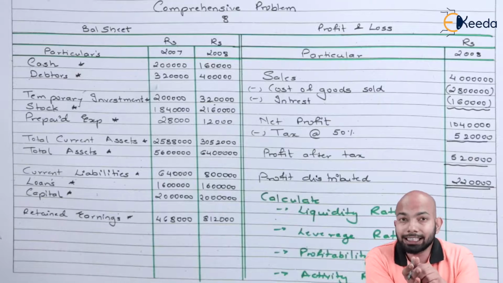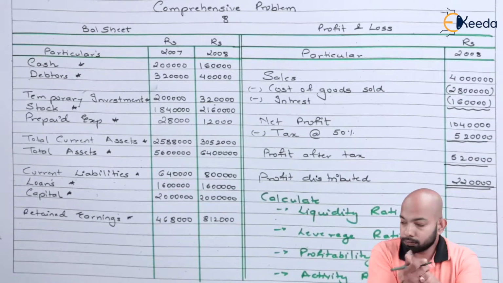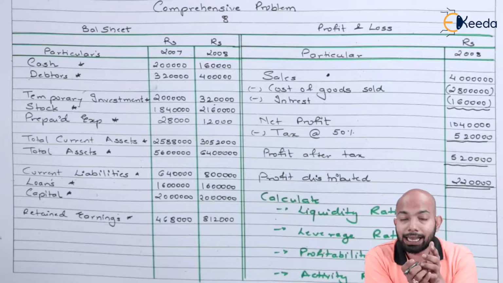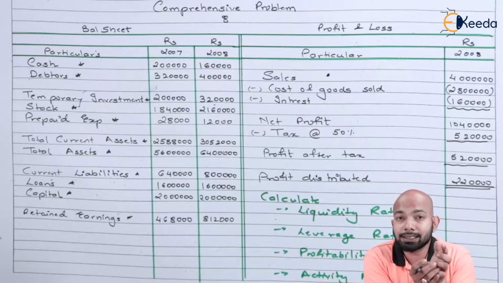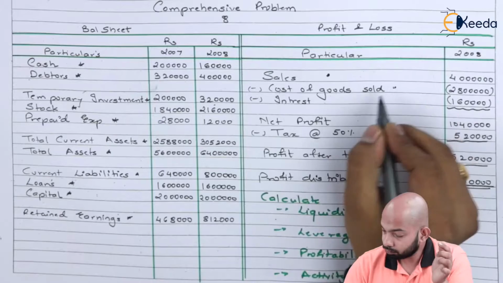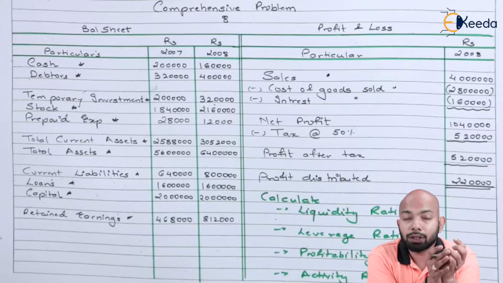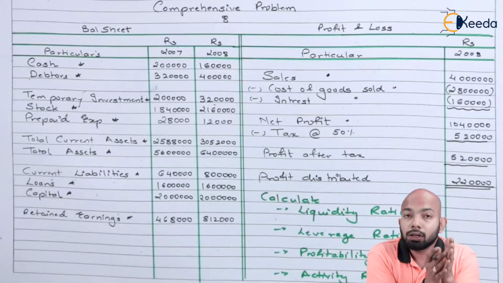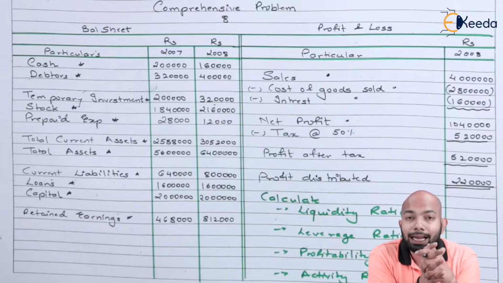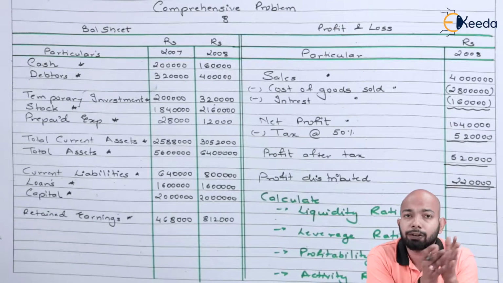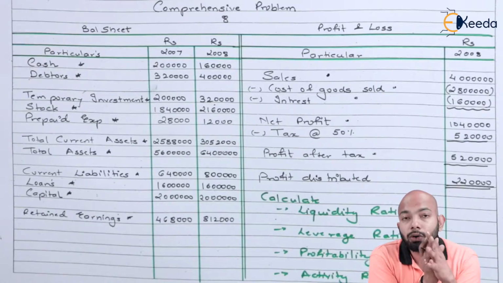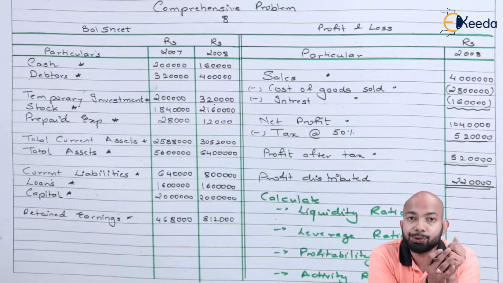Now in the profit and loss statement, we have certain items as well, like sales, from which cost of goods sold has been subtracted, and interest amounting to rupees 1,60,000 has been subtracted. The balance value, that is 10,40,000, has been mentioned here as net profit, out of which 50% has been deducted as the tax rate. That means 50% tax has been deducted, which leaves us with 5,20,000. That is known as profit after tax, and out of that 2,20,000 has been distributed as profit.